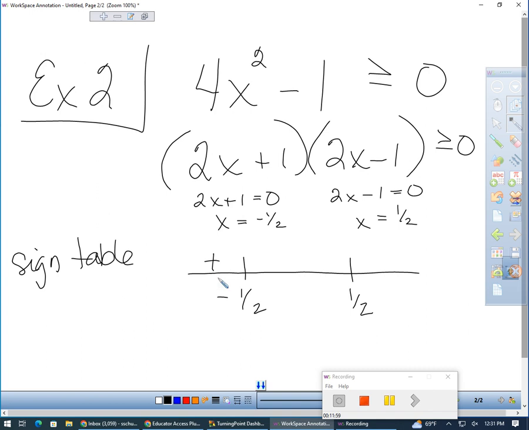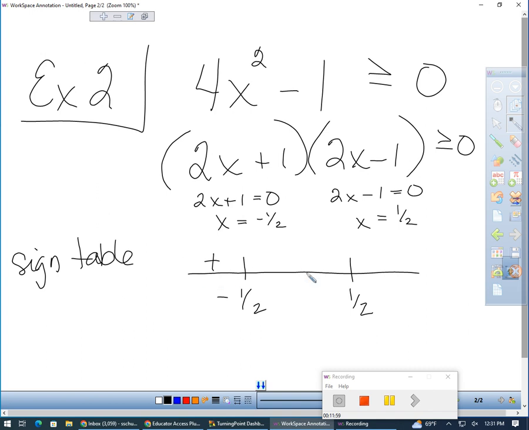Okay? Now, I need to pick a number between negative 1/2 and 1/2. What's the easiest number that falls between there? 0. So if I put 0 in here, in the first parenthesis I have a positive 1. My second parenthesis I have a negative 1. If I multiply those together, I'm going to get a negative number, right?